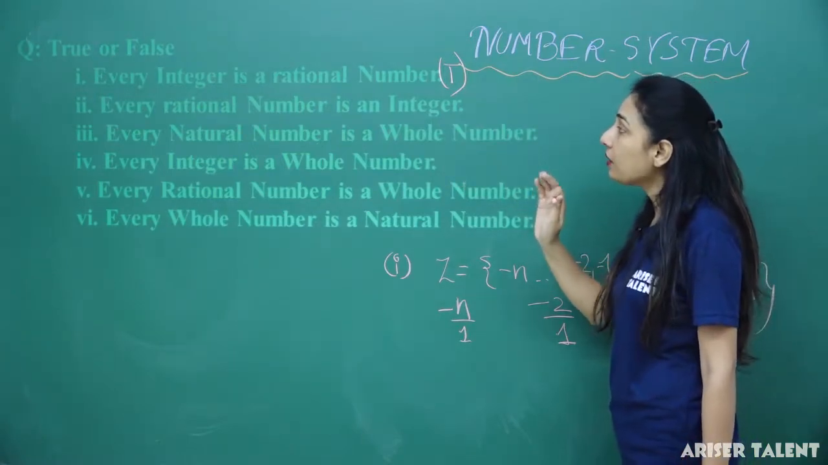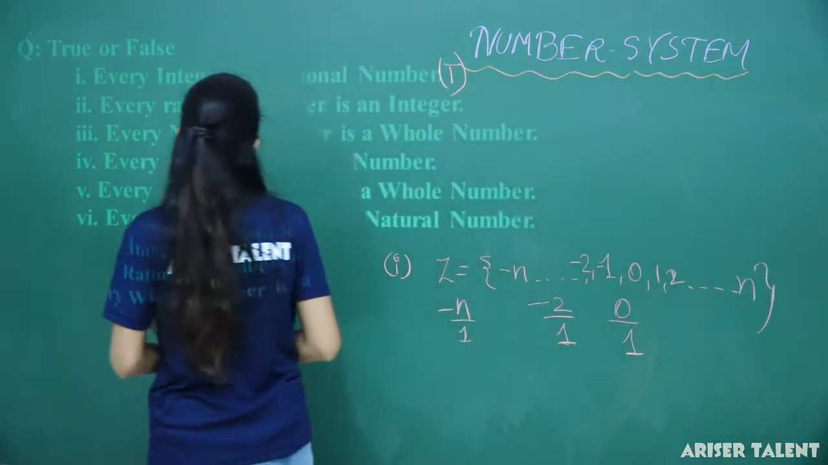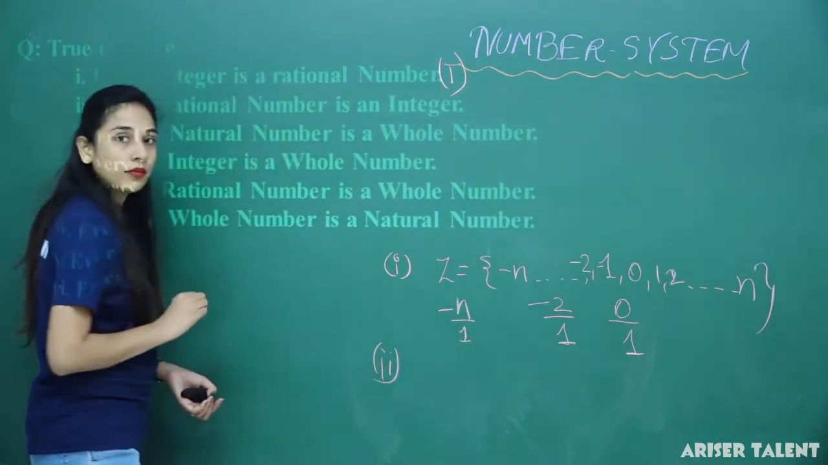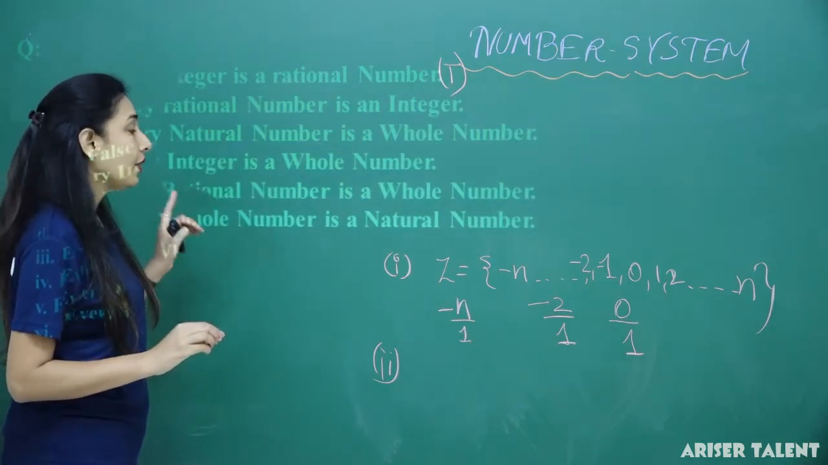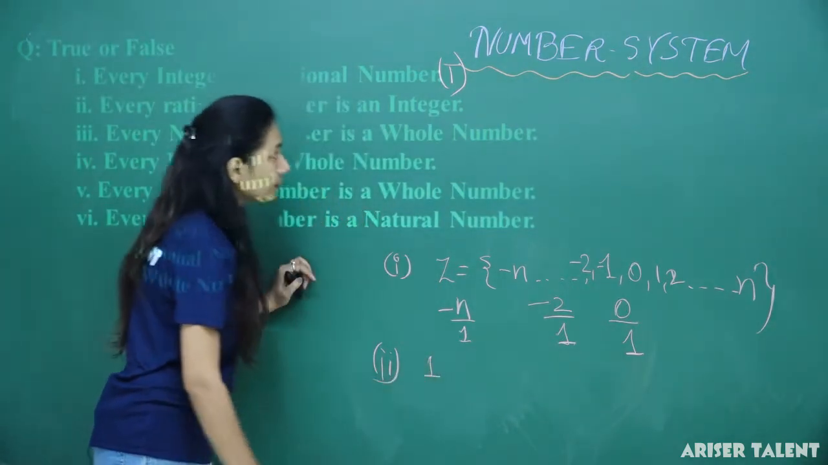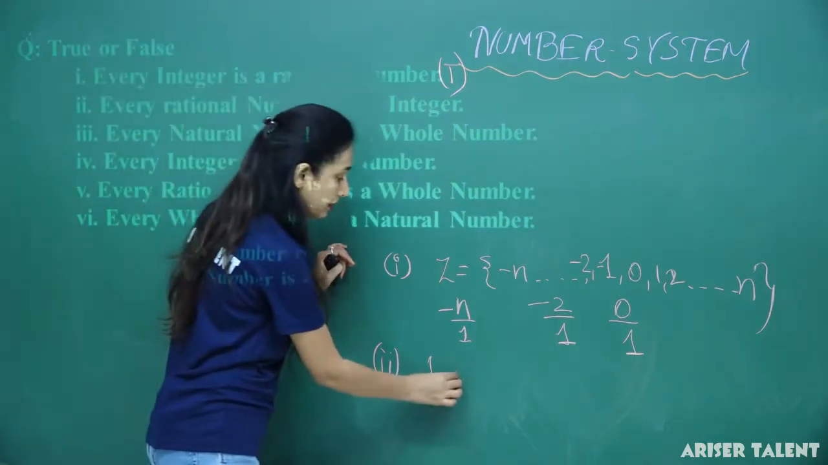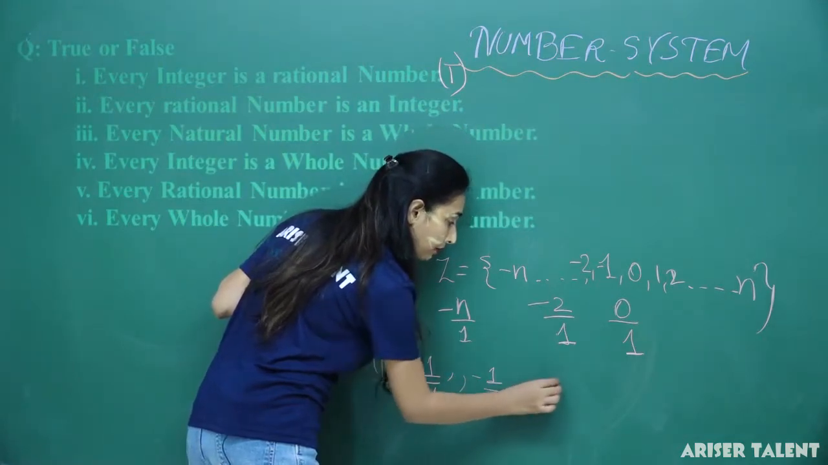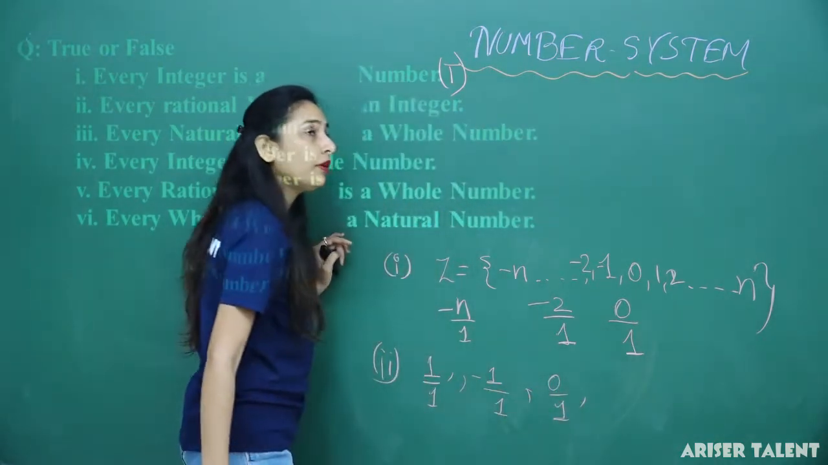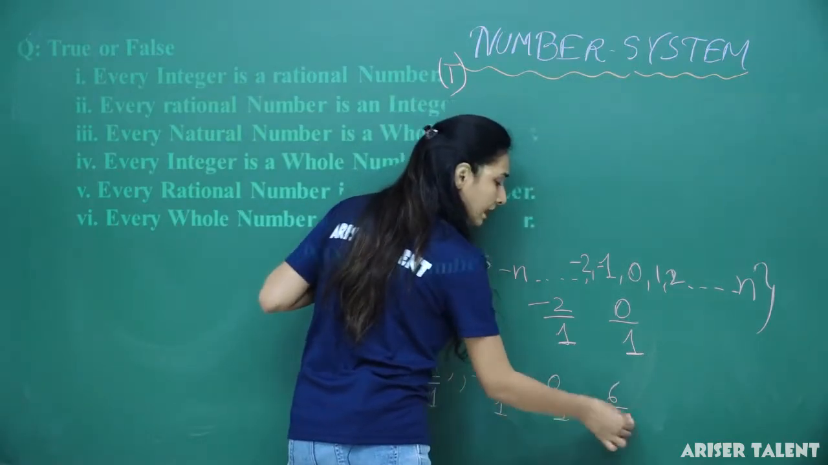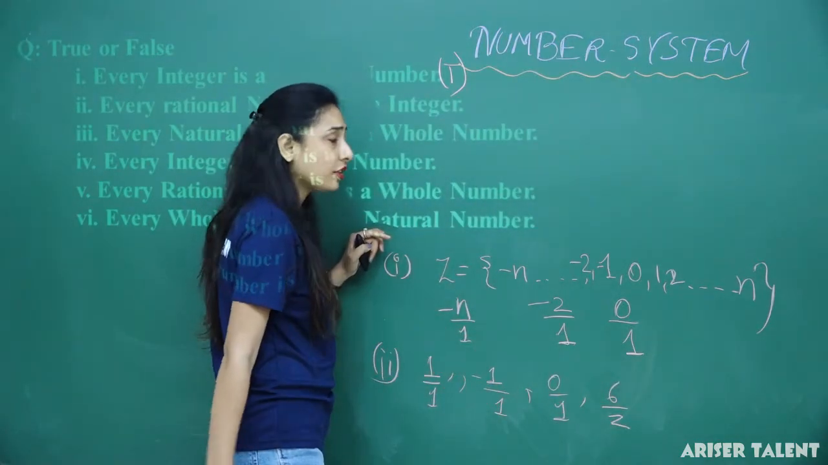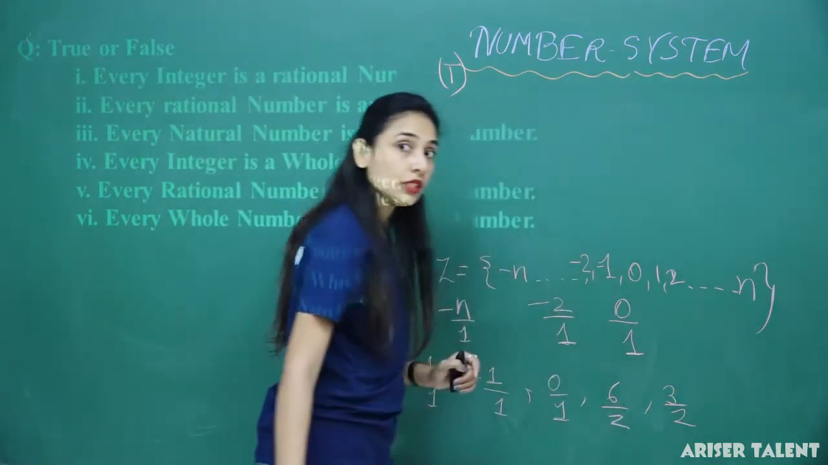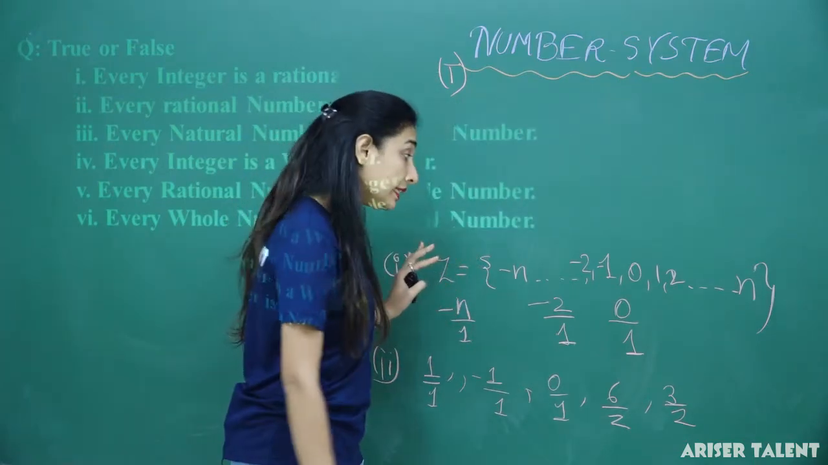Now, the second one: every rational number is an integer. Every rational number is what we are talking about. So, 1 is an integer, right? So, 1 by 1, minus 1 by 1, then 0 by 1, then 6 by 2. That's 3 of course, but this is also a rational number. Now if I talk about 3 by 2, 3 by 2 is a rational number for sure.